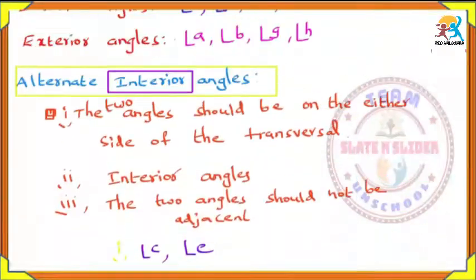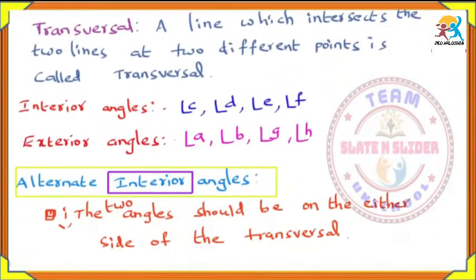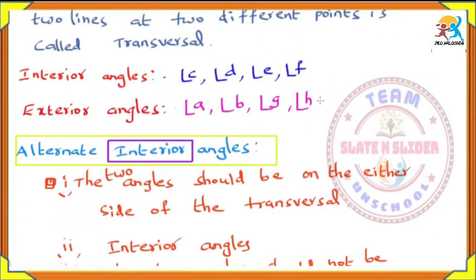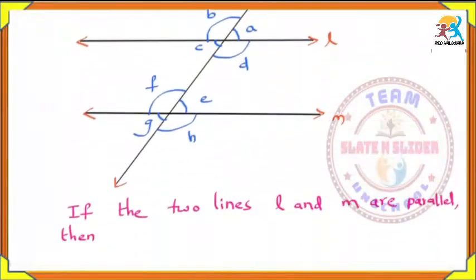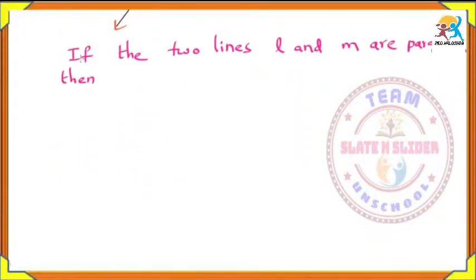In the previous figure, first you have written about the interior angles and exterior angles. So there is no change in these angles, and the alternate interior angles, angle C and angle E, angle D and angle F, these pairs are equal. That means angle C is equal to angle E and angle D equal to angle F. What are these angles? These angles are alternate interior angles. So I will write, if two lines L and M are parallel, then the first condition is the alternate interior angles are equal.